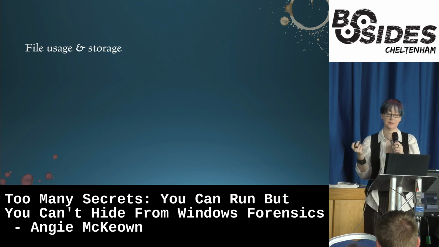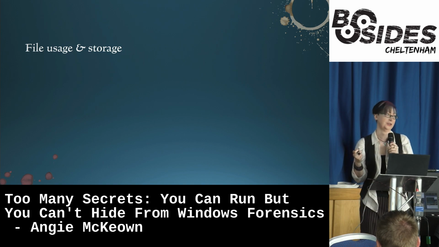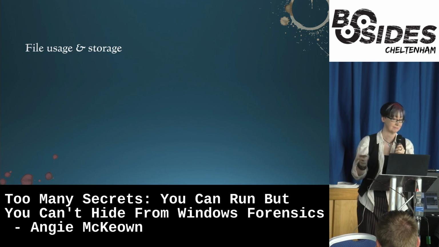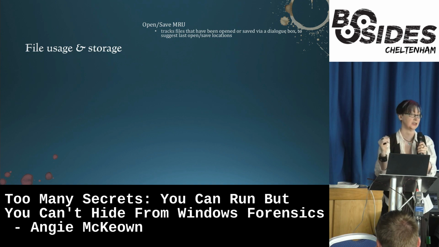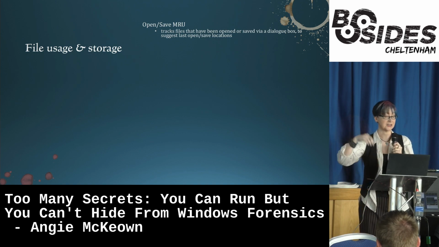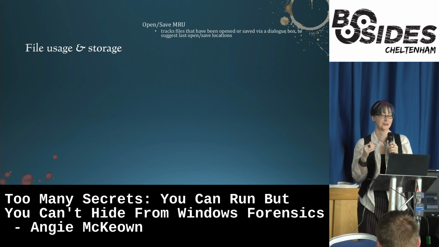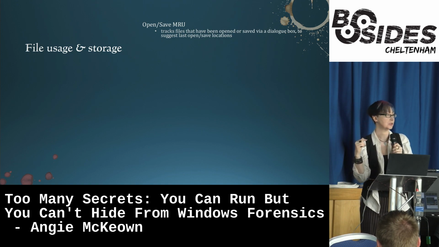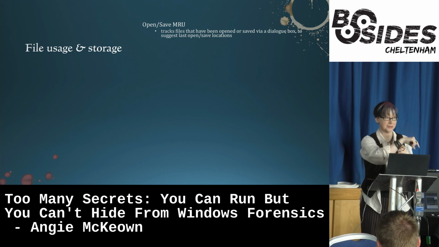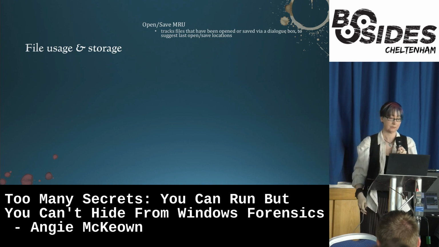So here are just a few examples of where you could find evidence of file usage. First, we have the OpenSave MRU. MRU stands for most recently used, and it's just a list. It tracks files that have been opened or saved via a dialog box. Like when you go to save a file and the system opens up the same location as the previous file you saved, this list is how it knows how to do that.